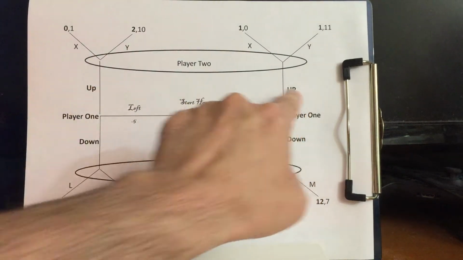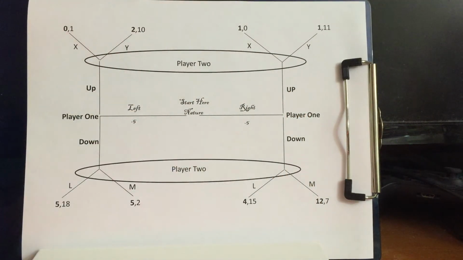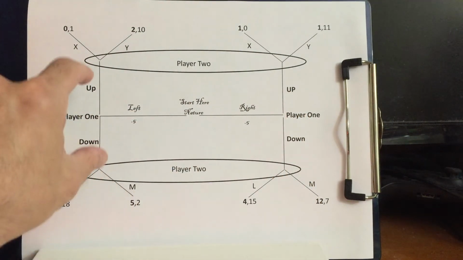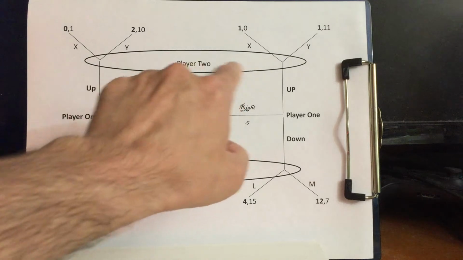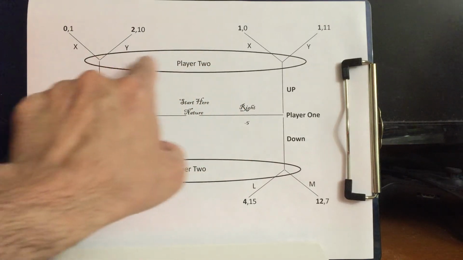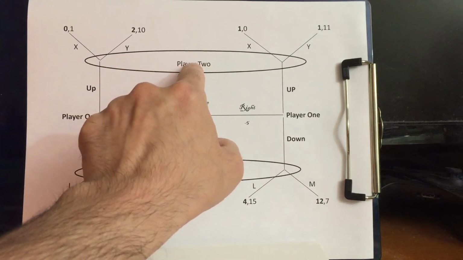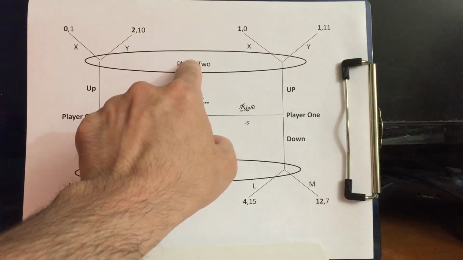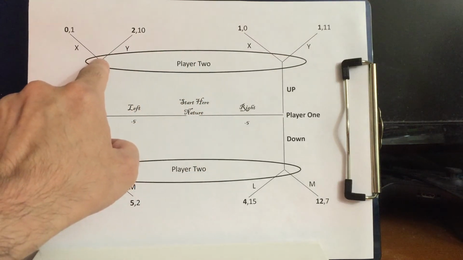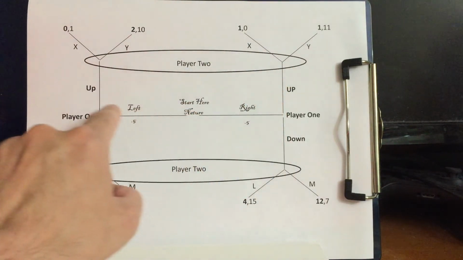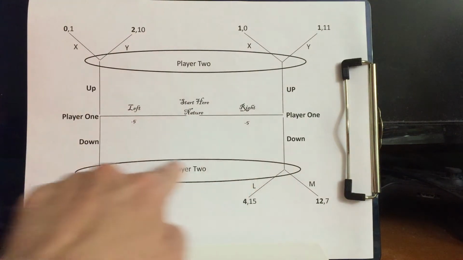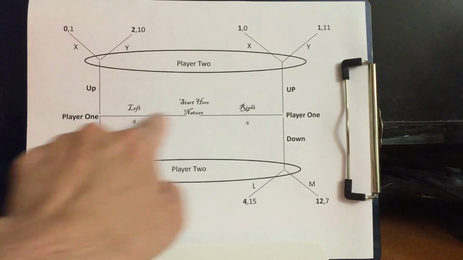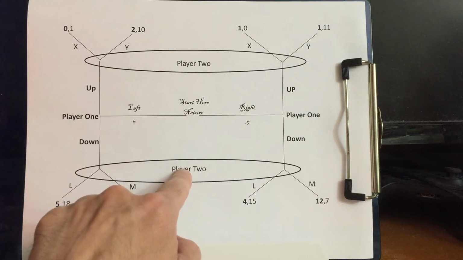I've decided to give these the same name. It doesn't really change anything. Then once player 1 has moved, player 2 moves, but player 2 doesn't know everything. If player 1 picks up, player 2 knows that player 1 picked up, but doesn't know if he's on the left or right. Similarly, if player 1 goes down, player 2 doesn't know if player 1 is on the left or right, but does know that player 1 picked down.